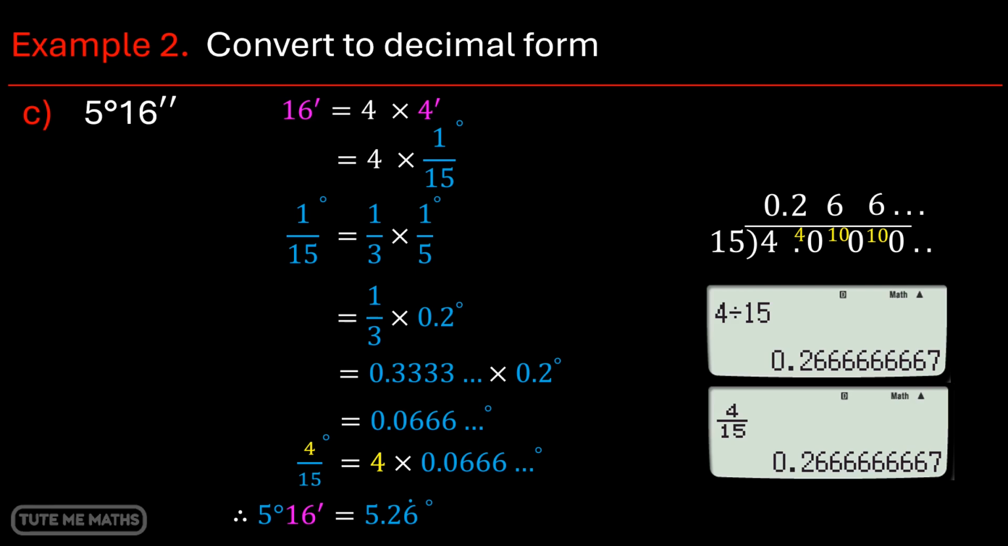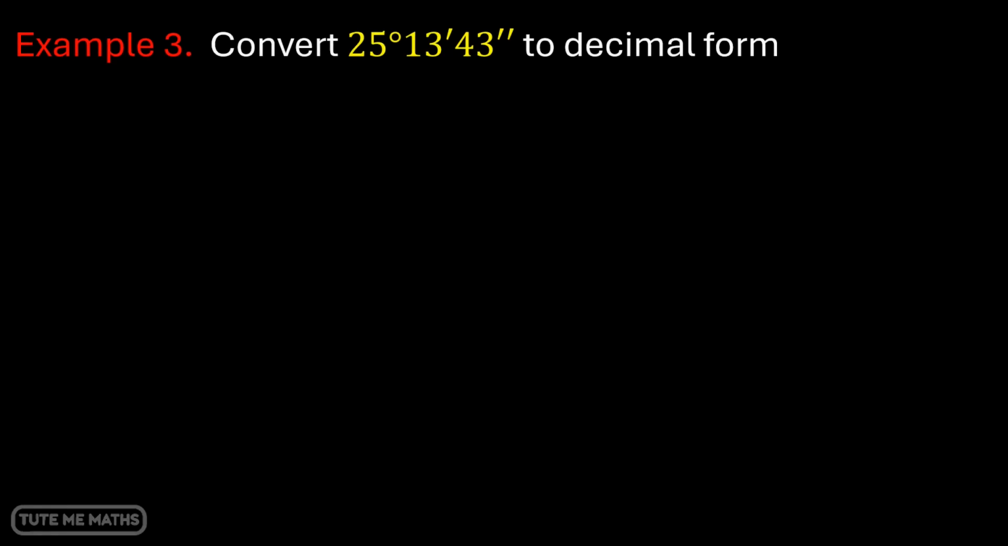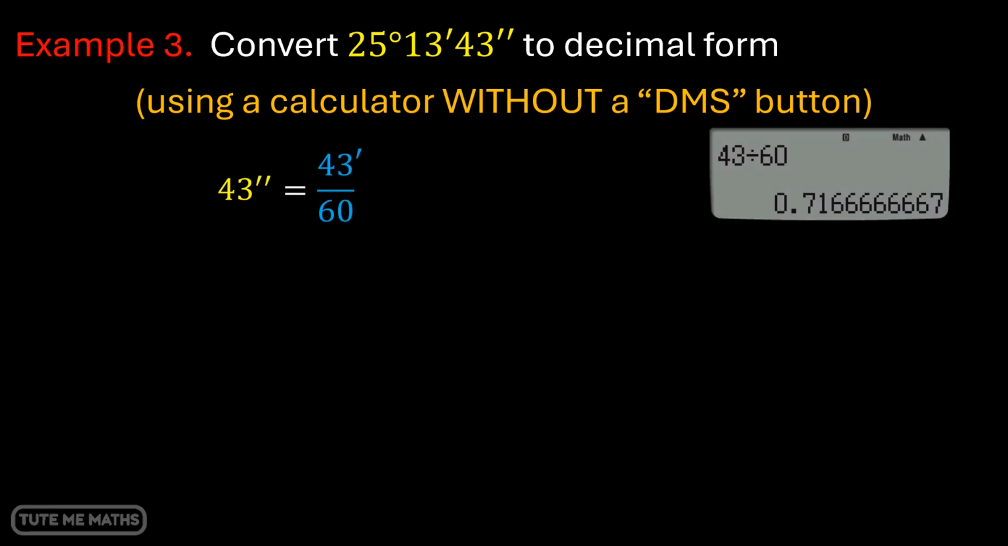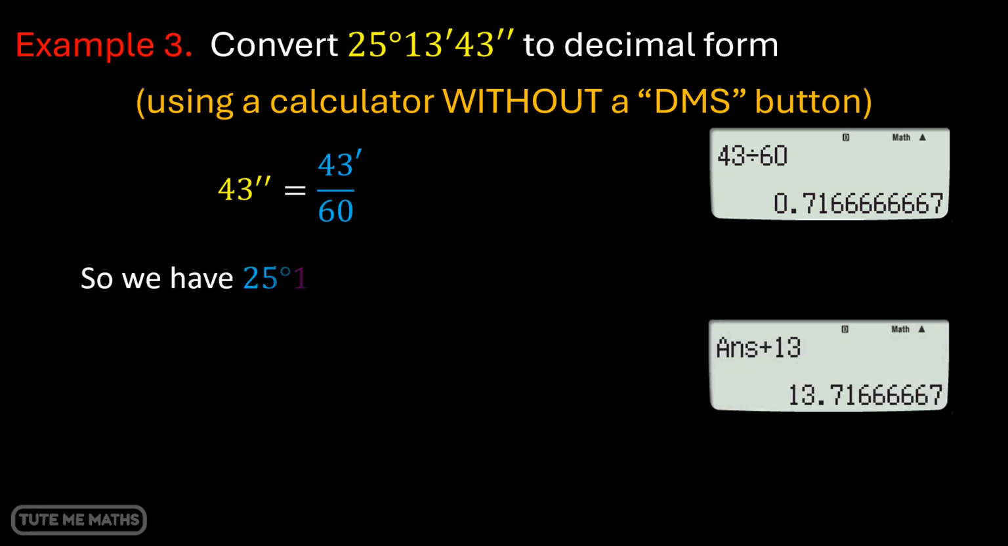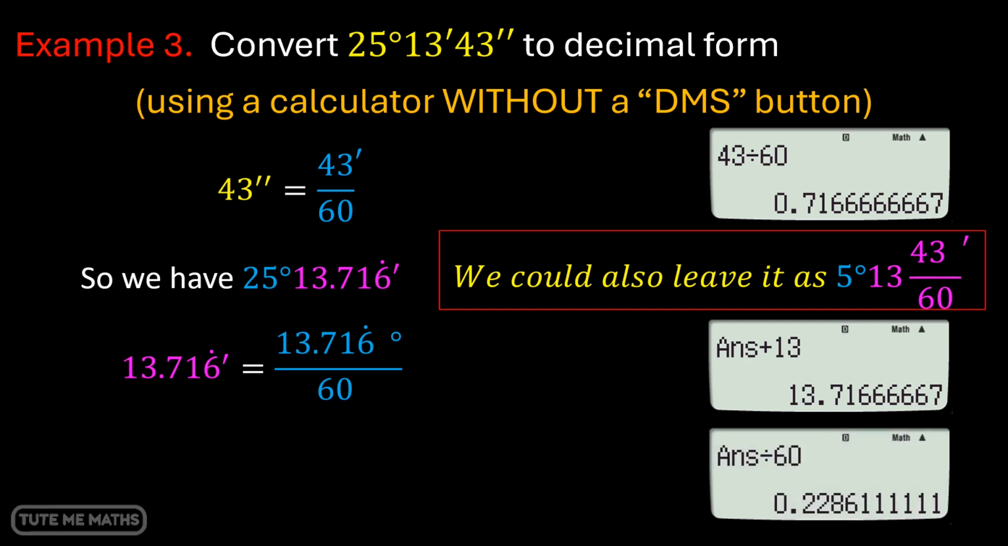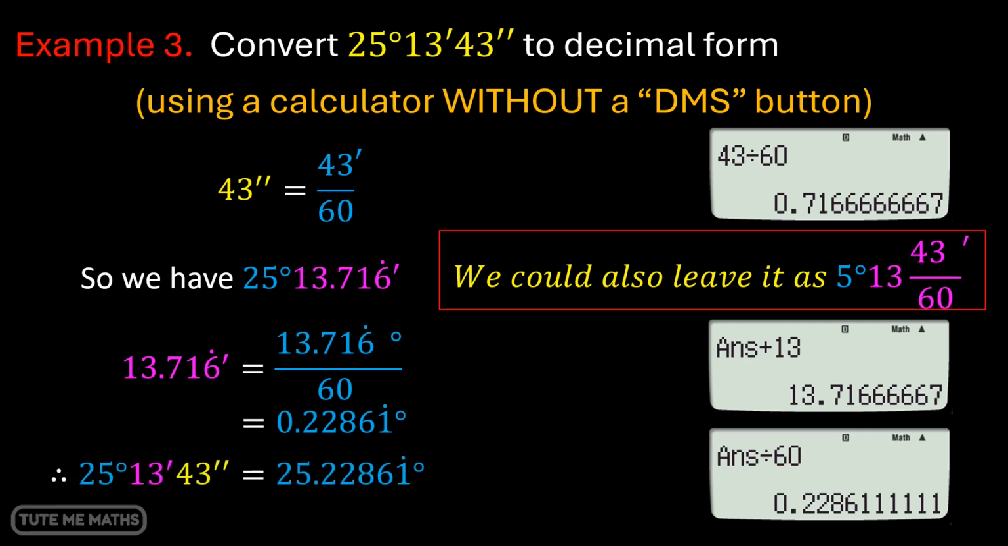Let's finish with a more challenging example. We want to change 25 degrees, 13 minutes, 43 seconds into decimal form, using a calculator that doesn't have a degrees, minutes, seconds button. 43 over 60 is 0.716 recurring minutes. Add the 13, we have 13.716 recurring minutes. 13.716 recurring divided by 60 gives us 0.22861 recurring degrees, or 25.2 degrees total, correct to one decimal place.